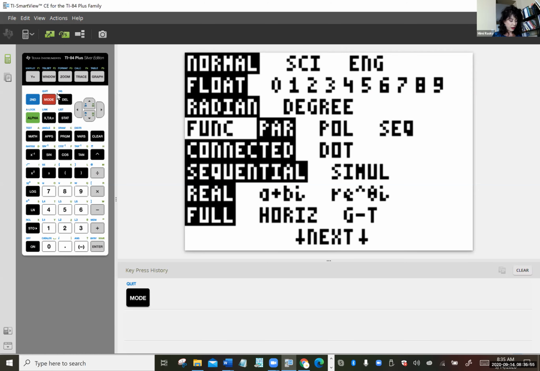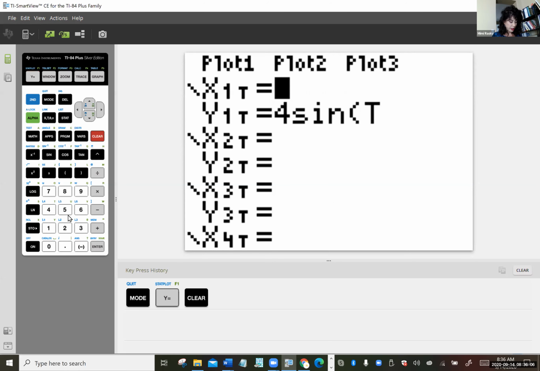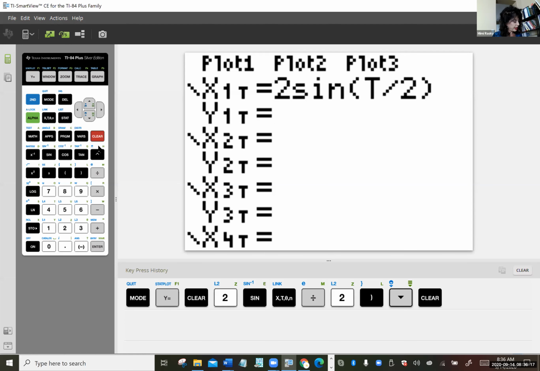And let me also check, I'm in radians mode also because this function is going to be a trig one. So I go to y equals, and then I'm going to have 2, let me do a clear, 2 sine of t over 2. Okay, t divided by 2. And then if I go to my y component, let me clear this out, I have 2 cosine t over 2.